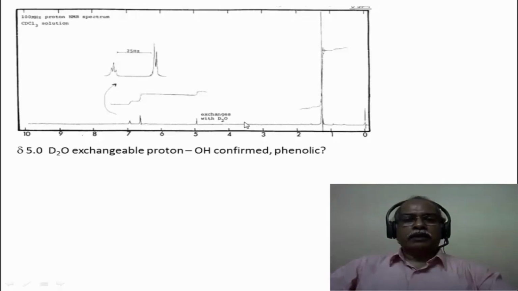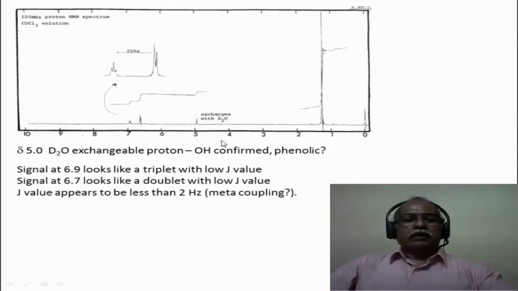Before we go into that, let us see that we have an OH, which is a D2O exchangeable OH in this particular case. So OH is confirmed. It's most likely the phenolic OH that we are referring to. The signal at 6.9, which is this particular signal, looks like a triplet with a very low coupling constant. The J value is not easy to determine because it is much less than 2 Hertz or so. One can tell from experience that this is not more than 1.5 or 2 Hertz in terms of the coupling constant.